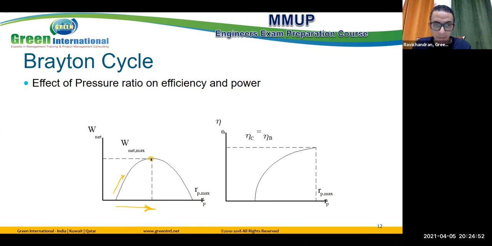up to reach maximum. So it increases up to a certain limit to reach maximum, then decays and decreases again. So it's going to increase first, then get maximum, then decrease. This is for work. But for efficiency, the efficiency increases up to the maximum RB. Once you reach the maximum RB, the efficiency of Brayton is the maximum, which in this case is equal to the efficiency of Carnot, which is the ideal case. Clear?